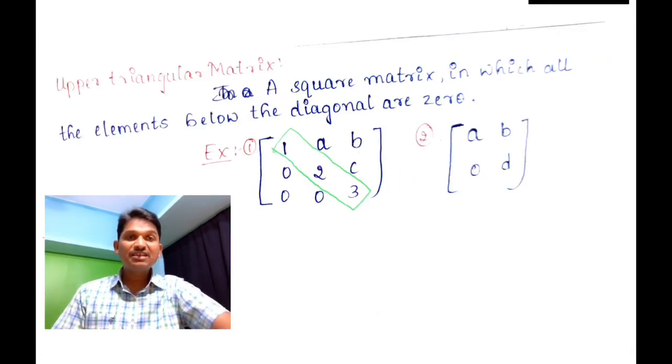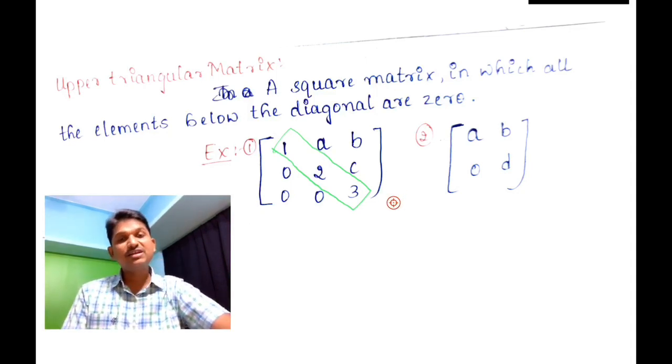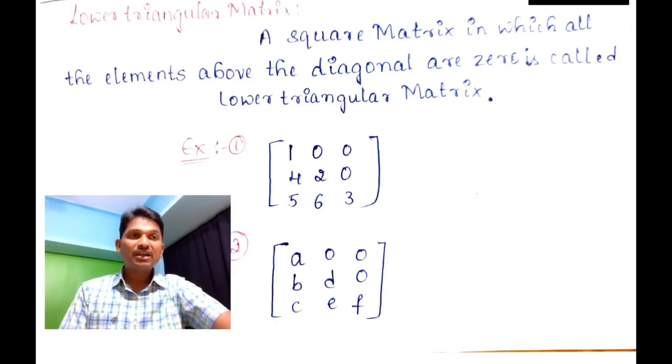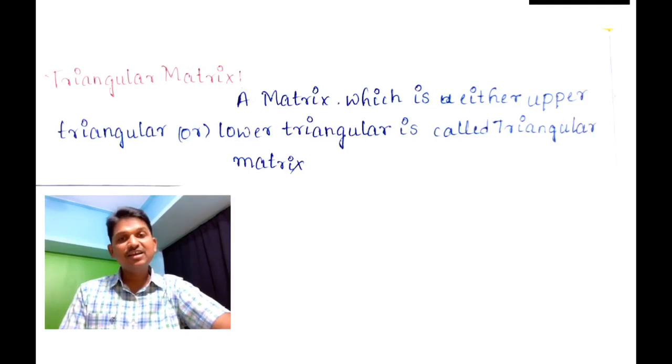So you see this example, what matrix is it? This is an upper triangular matrix. Can we call this a triangular matrix? Yes, this is a triangular matrix. Moreover, this is an upper triangular matrix. I hope you are understanding. What is a triangular matrix? A matrix which is either upper triangular or lower triangular is called a triangular matrix. So you learned about upper triangular, lower triangular and triangular matrix.